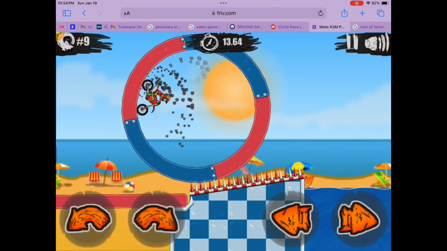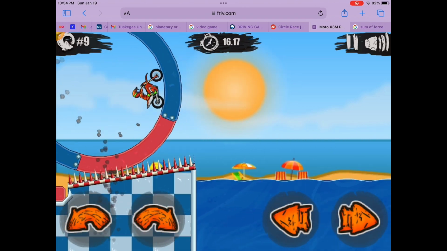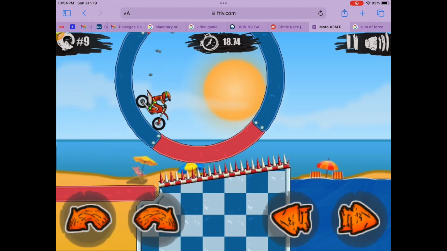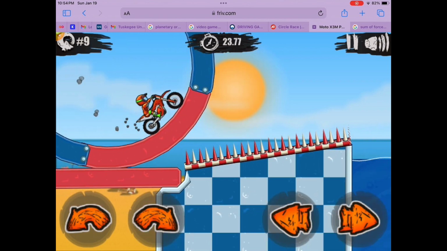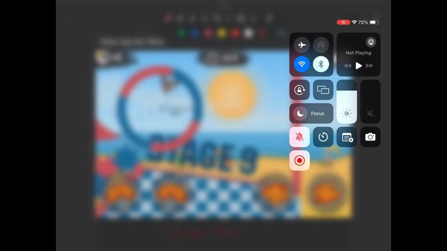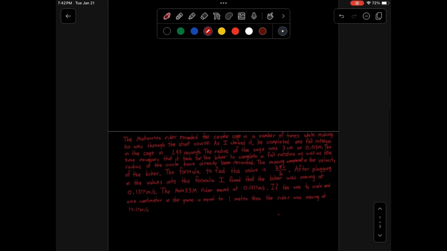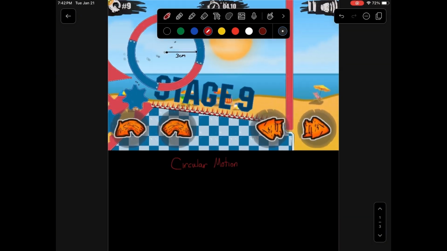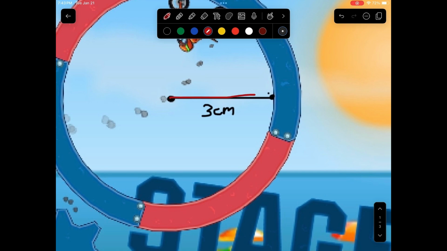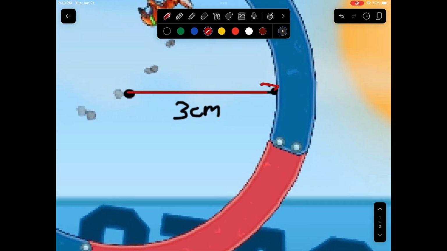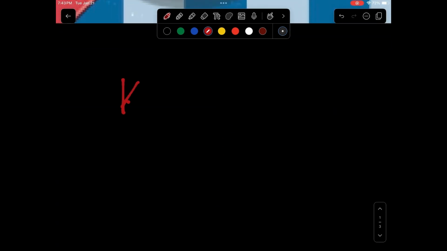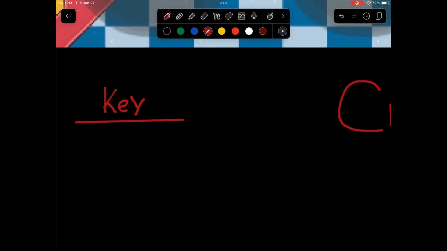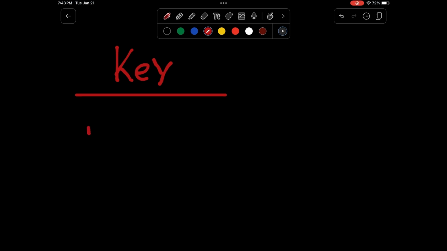Here we'll be calculating the circular motion of a biker in the Moto X3M video game. A biker circled the circular cage a number of times while making his way through the stunt course. As I clocked it, he completed one full rotation in approximately 1.43 seconds. And the radius I found was 3 centimeters, 0.03 meters.